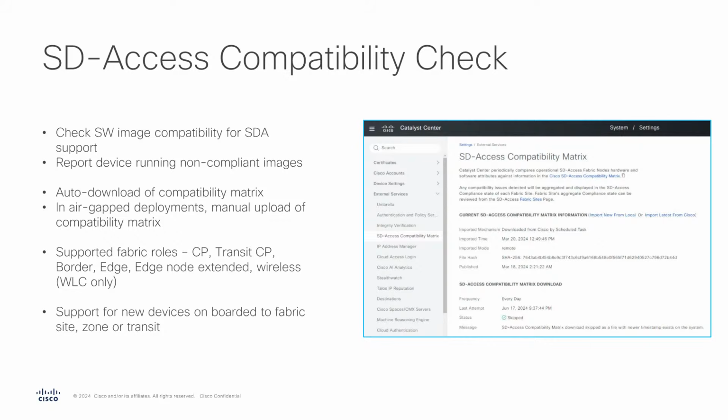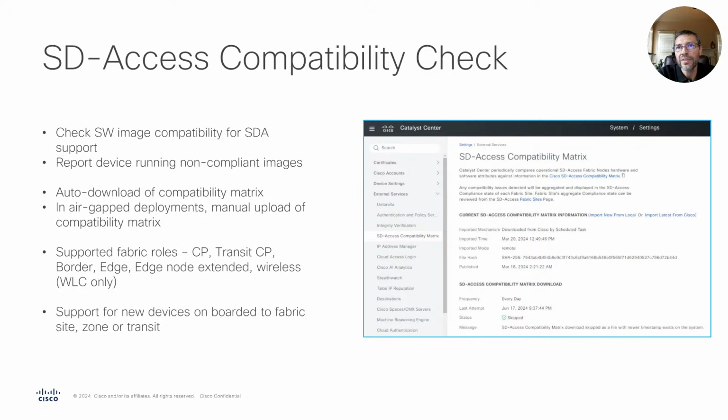We also have the SD-Access compatibility checker. The new software image compatibility checker feature ensures that our fabric devices run compatible software versions for SD-Access. It automatically downloads the compatibility matrix or allows manual uploads for air-gapped environments.